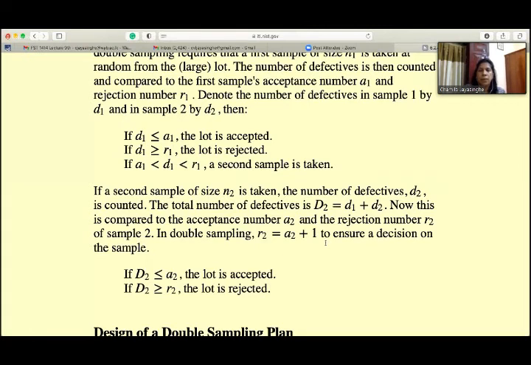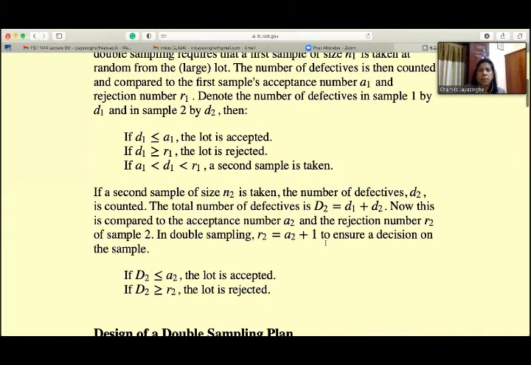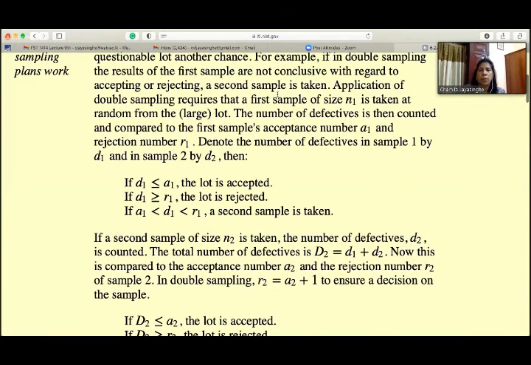Have you got this point? So does anyone need me to explain this again? Right. Then let's go to the multiple sampling plan.